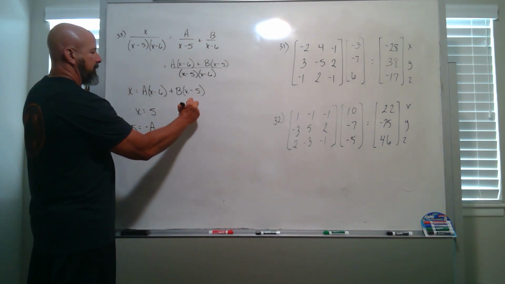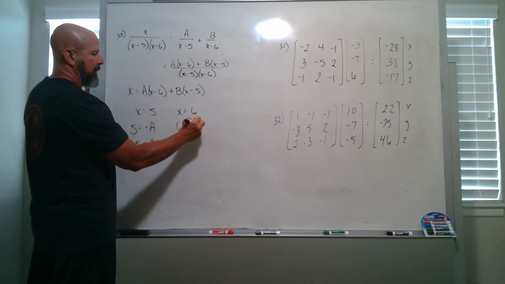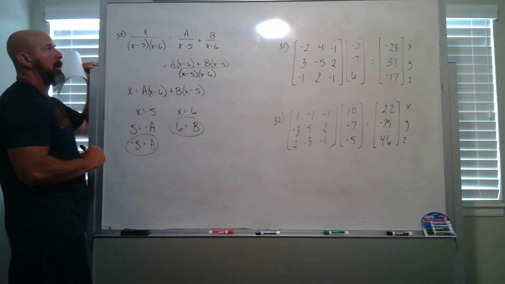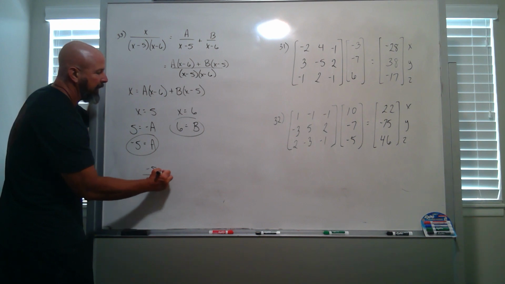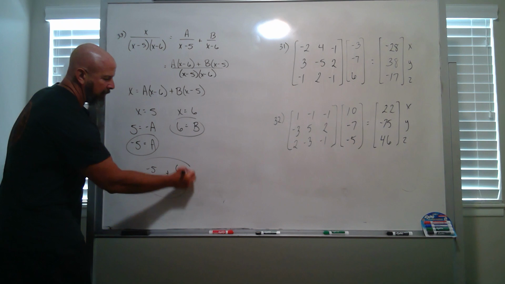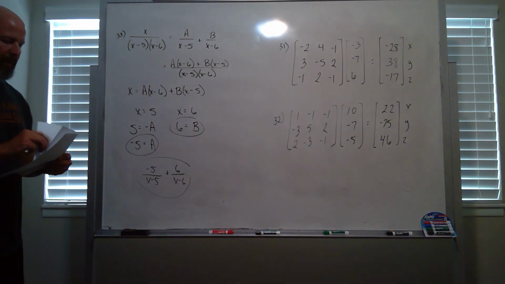I'll let x equal 6. So 6 would be, that's 0. 6 would be b. There's my a and b value. So then my answer would be negative 5 over x minus 5 plus 6 over x minus 6. And it wouldn't matter which one of those two fractions were written first.